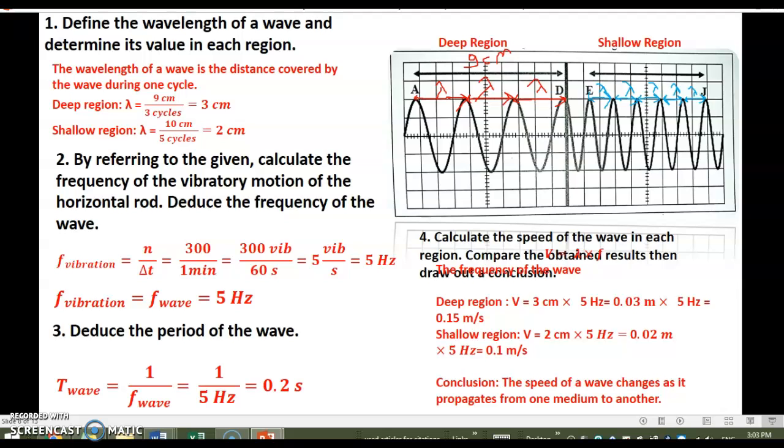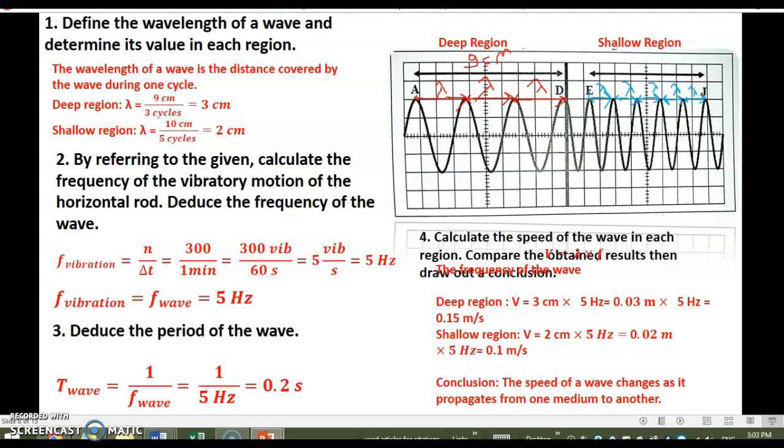We have to apply the formula V equals lambda times F, and the frequency of the wave remains the same. So for the deep region, it is equal to 3 centimeters times 5 Hz. Here, please make sure that you convert from centimeters to the SI unit, which is the meter, by dividing by 100. So we get 0.03 meter times 5 Hz equals 0.15 meter per second. For the shallow region, 2 centimeters times 5 Hz equals 0.02 meter times 5 equals 0.1 meter per second.